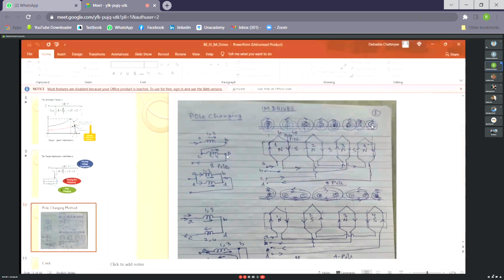You can do it like this, in parallel mode, so B and C are connected, right? B and C are connected. Physically, what will happen? Connect B and give the supply across AD, or connect A and C, and connect B and D, and give a parallel supply. Any of these two connections, from these 8 poles.